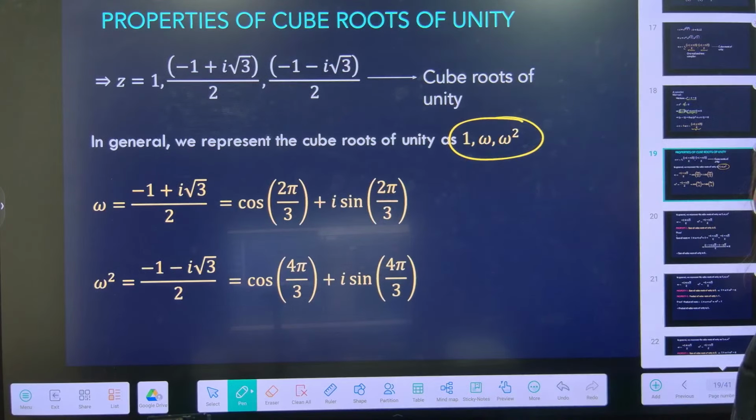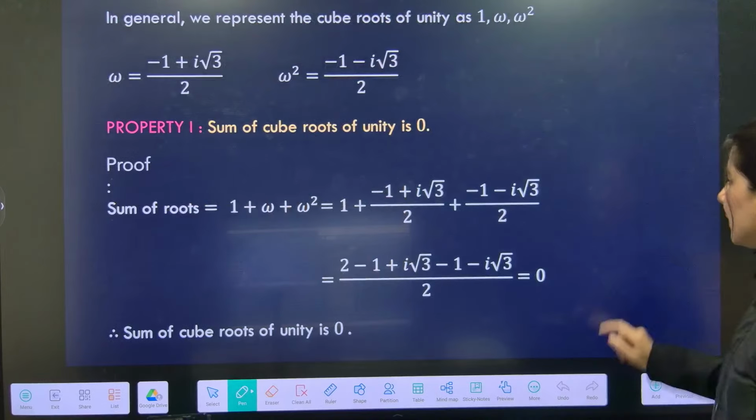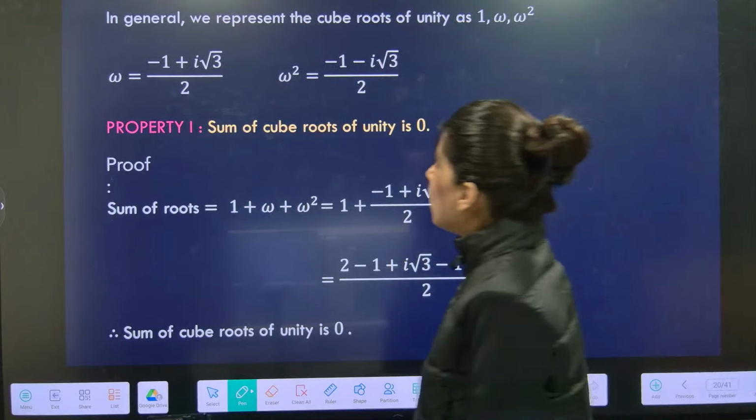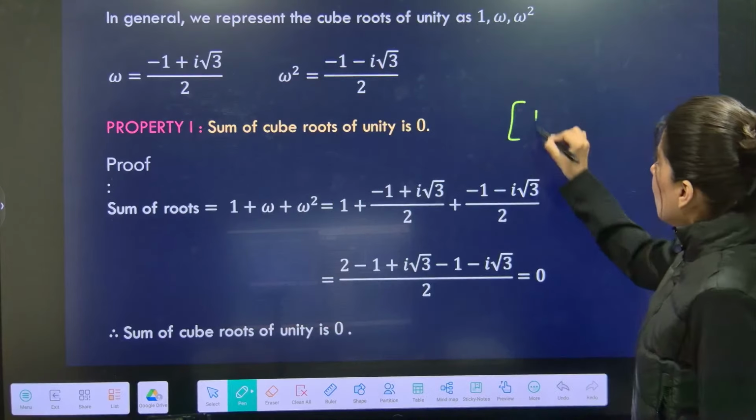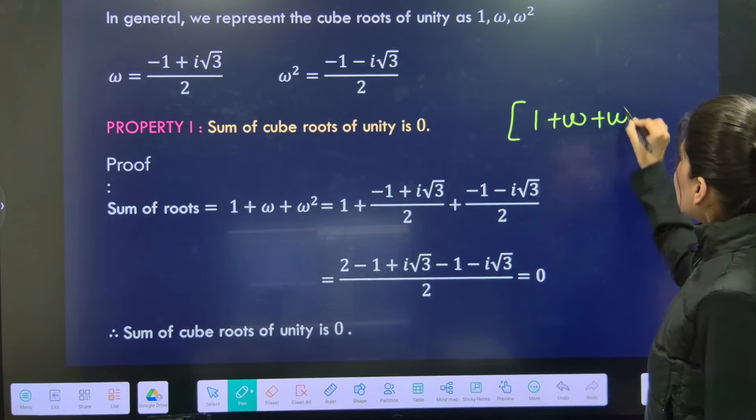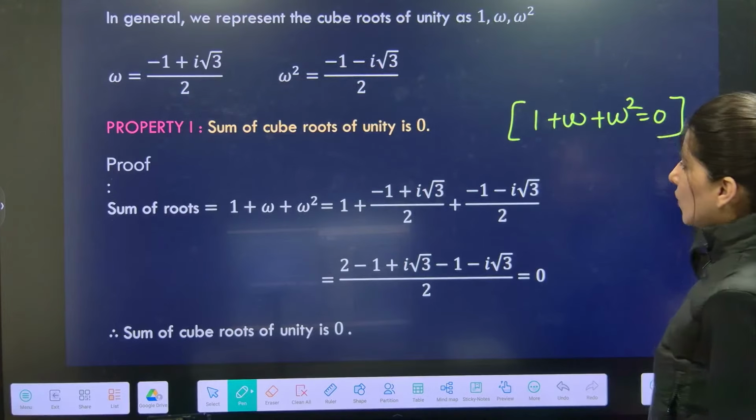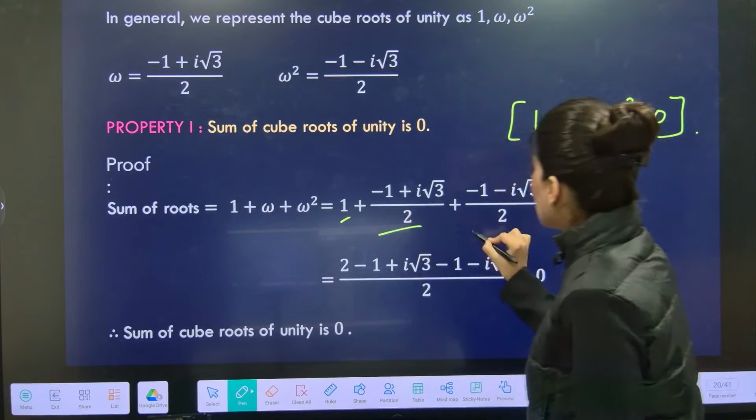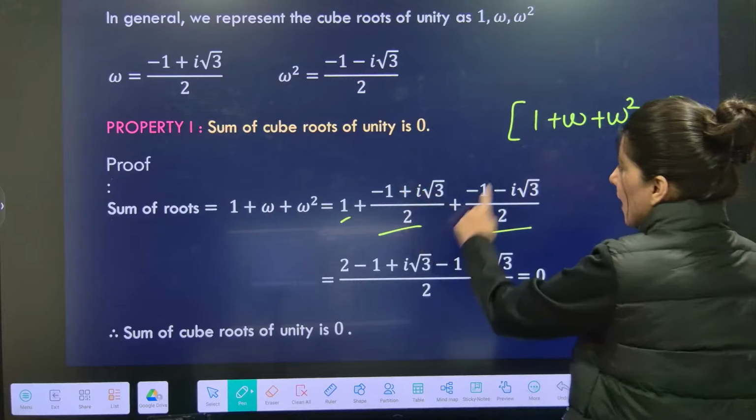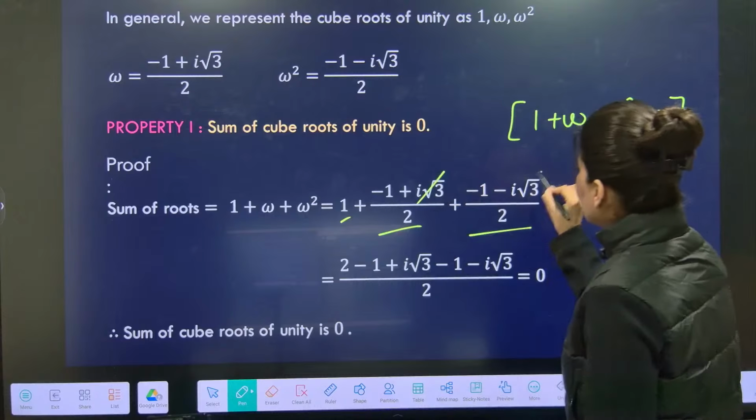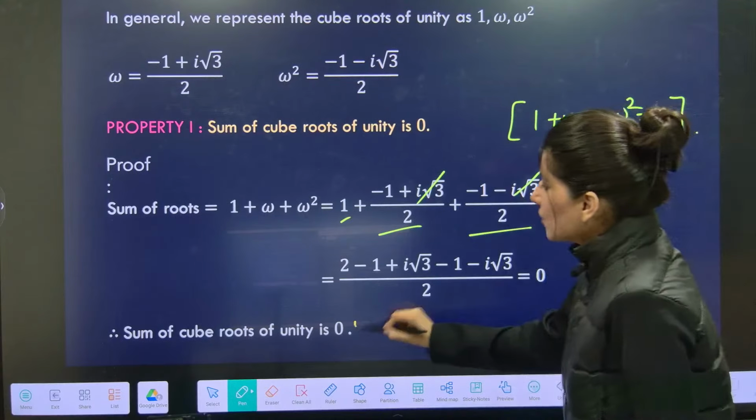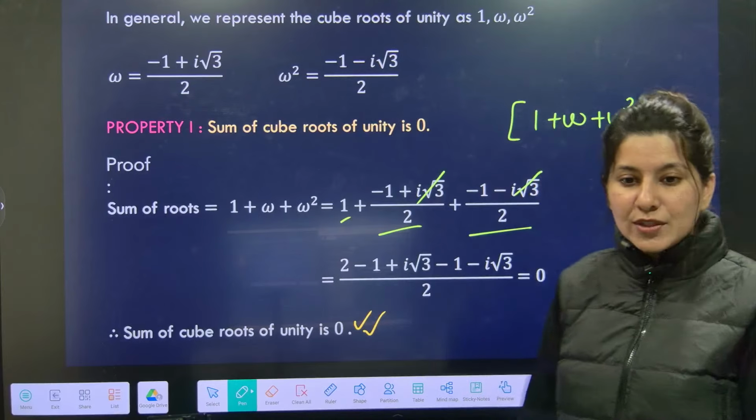Now, please note, very important: 1 plus omega plus omega square is 0. You add 1, then this is omega, then this is omega square. Clearly, minus half will be minus 1, so 1 and minus 1 cancel. Minus iota root 3 plus iota root 3 is gone. So the sum of cube roots of unity is going to be 0.